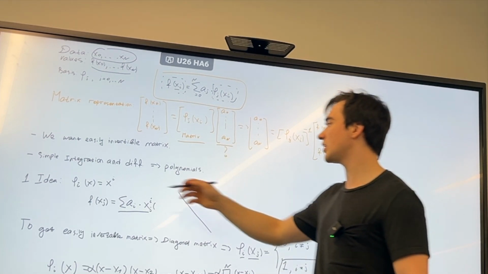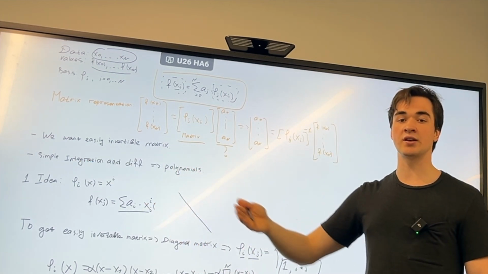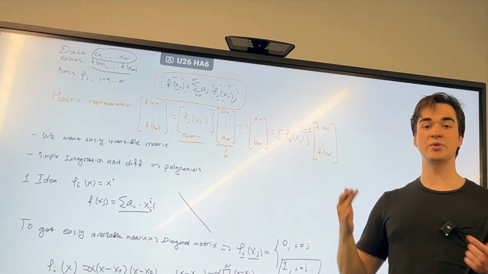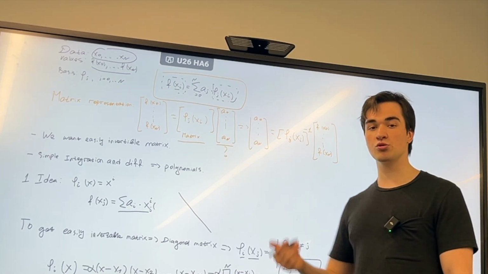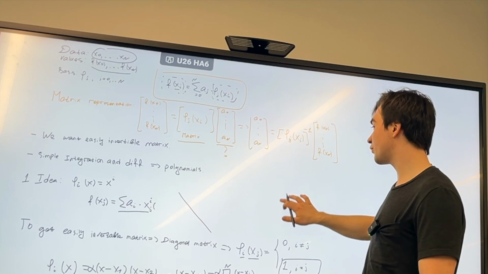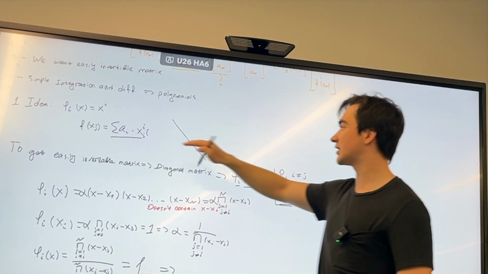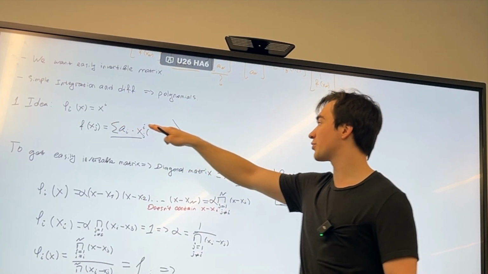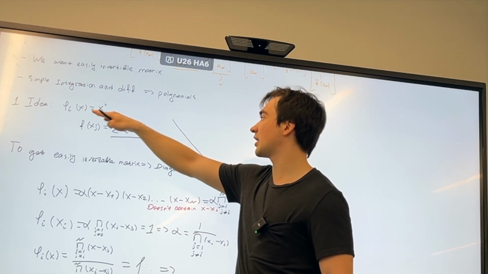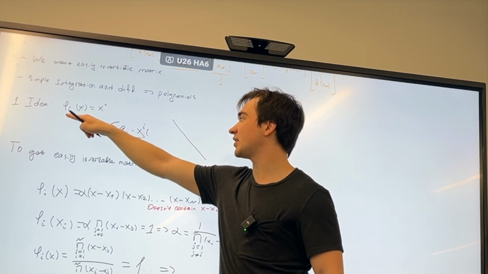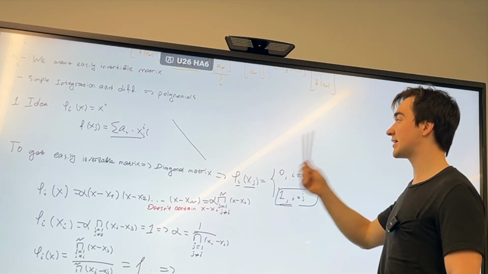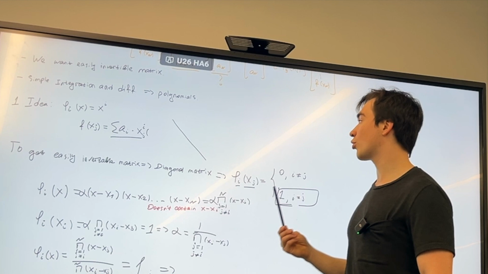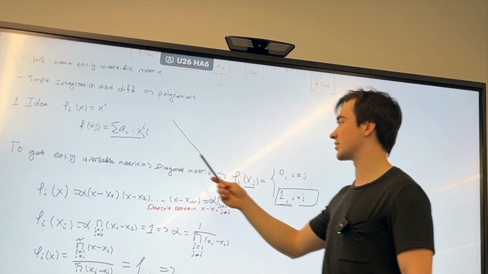Also, we want to be able to simply integrate and differentiate our interpolating function. Therefore, it's convenient to use polynomials. Our first idea was to just take the power series. For example, we say that our basis phi i is equal to x to the power i. However, this representation has some problems because the matrix is dense.